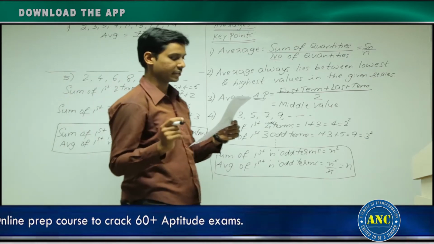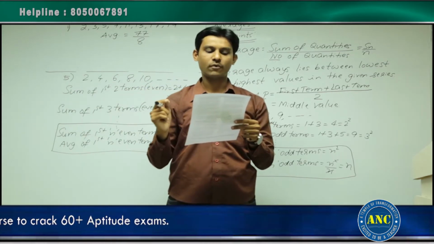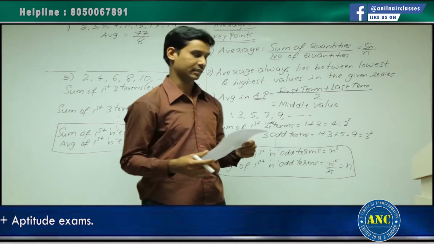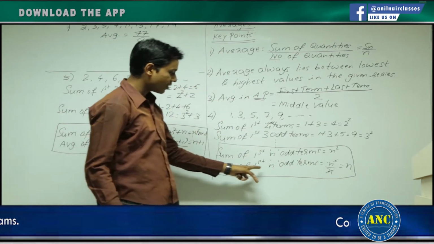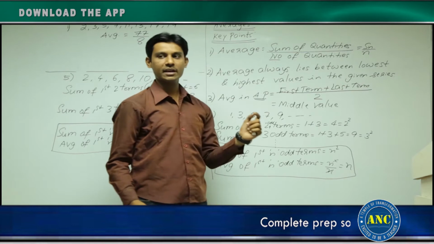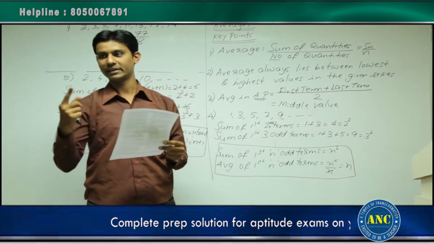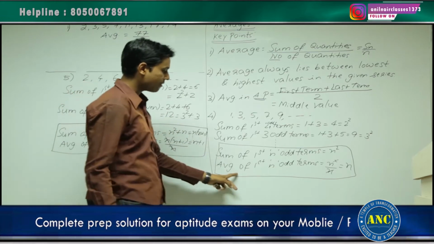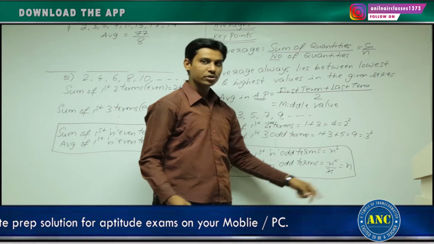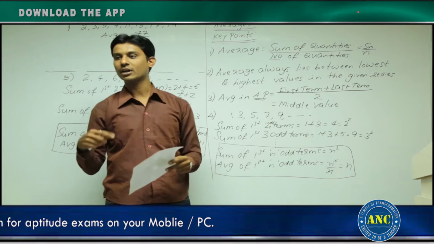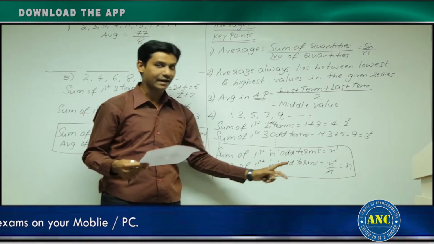Second one. Please see the second question. Find the average of first 10 odd numbers. What is the average of first n odd numbers? Average of first n odd numbers is n. Therefore, the average of first 10 odd numbers is 10. That means if you know that average of first n odd numbers is n, you need not write the first 10 odd numbers and find the average. Directly you can tell the answer as 10.